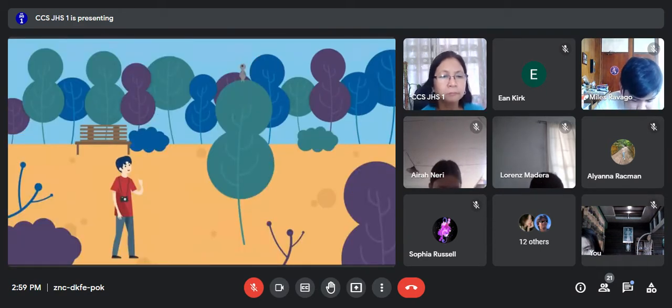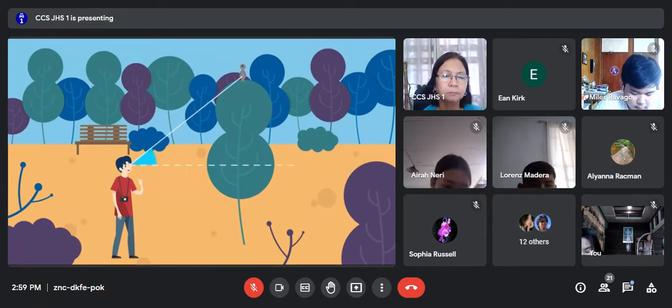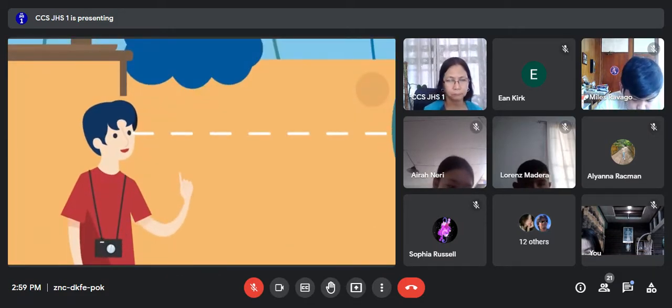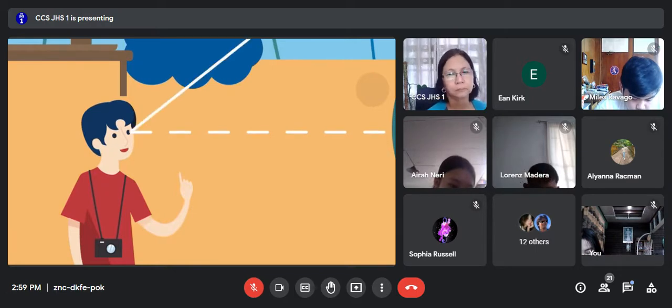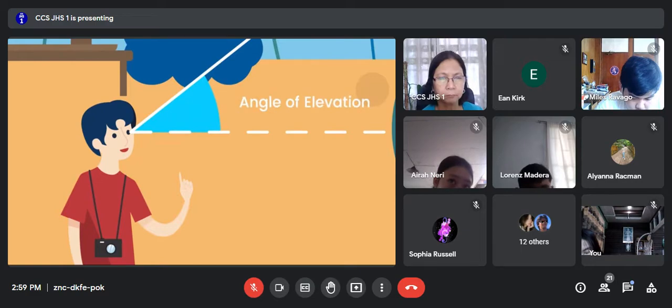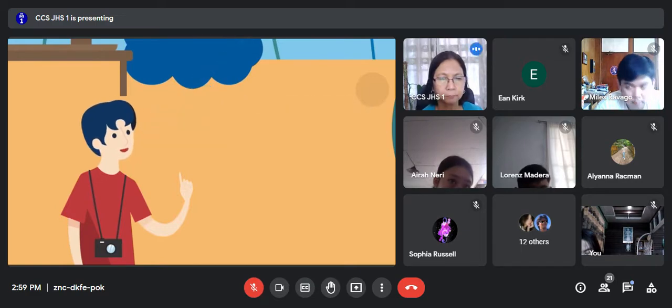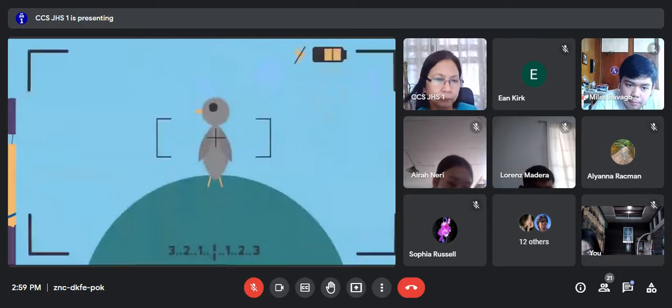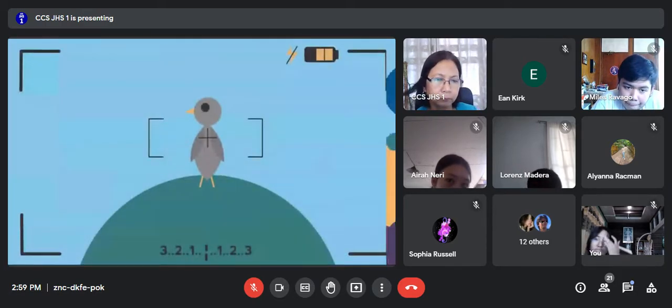Dylan looks up at the bird on the tree. When he looks up, there is an angle formed. Let's find out where this angle is. Remember, Dylan was looking straight like this just now. Then he looked up at the bird. There is an angle here. We say this is the angle of elevation. Elevate means to lift up. With this angle of elevation of the bird from Dylan, he takes a close shot of the bird.